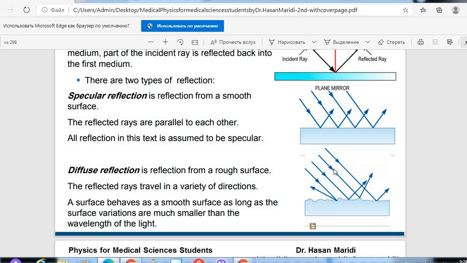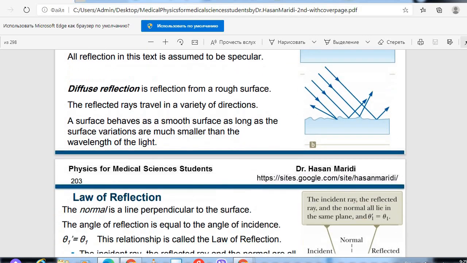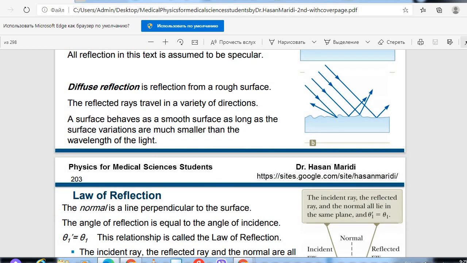A surface behaves as a smooth surface as long as the surface variations are much smaller than the wavelength of the light. It could be a part of the reflection. It's a real diffuse reflection, but in this course we didn't talk about that. We noticed that there could be diffuse reflection, a reflection from a rough surface, but we are not talking about that.